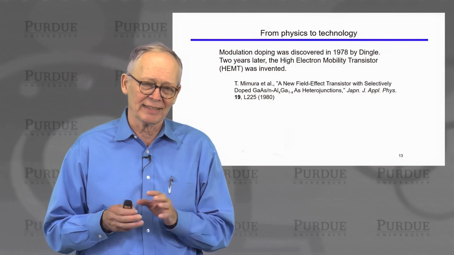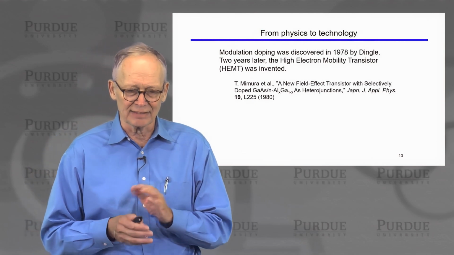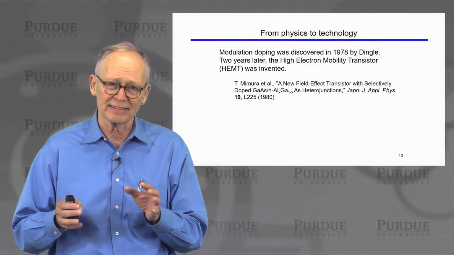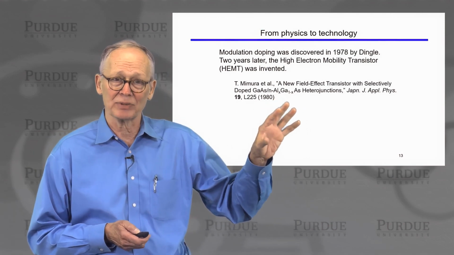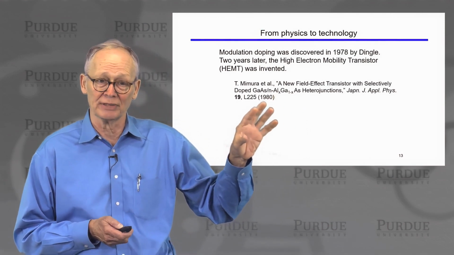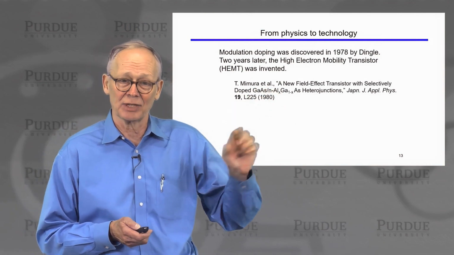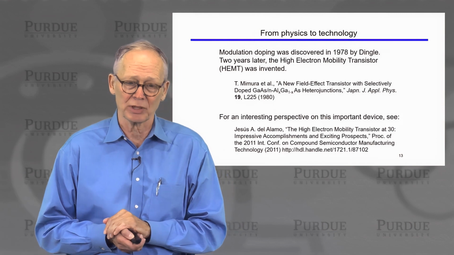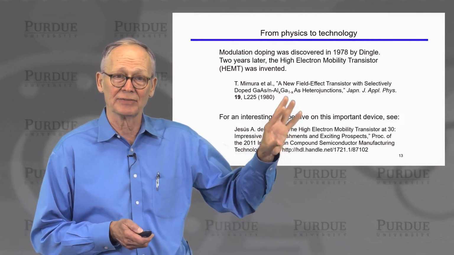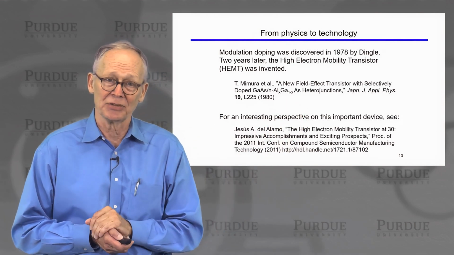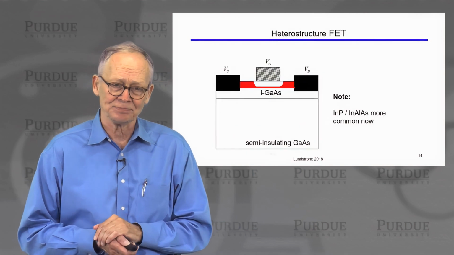Okay, so this is an amazing example of a physical effect that was discovered in 1978 and has been very important in a lot of physics experiments. 2 years later, a practical application of this modulation doping was invented by Mimura et al. This is the high electron mobility transistor. So it was very quickly put to use. If you'd like to know more about the history of this device since its invention more than 30 years ago, I can refer you to this second paper.